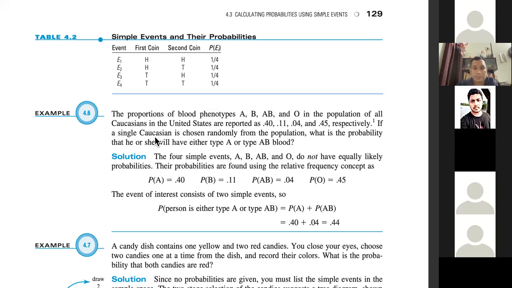If a single Caucasian is chosen randomly from the population, what is the probability that she or he will have either type A or type AB blood? So knowing these proportions, if we choose any one Caucasian randomly and ask, what is the probability that their blood group is A or AB?